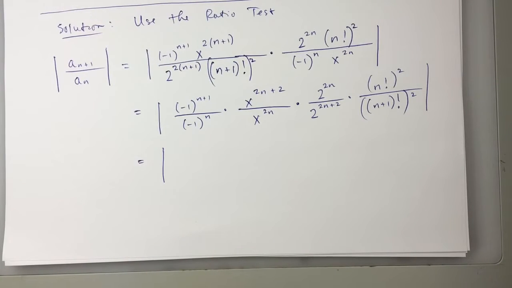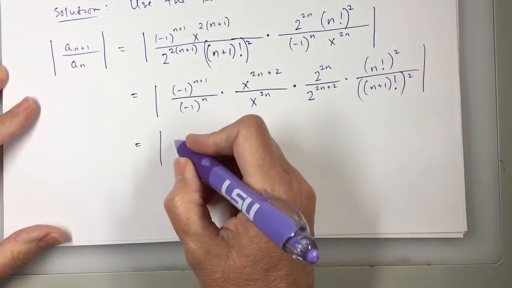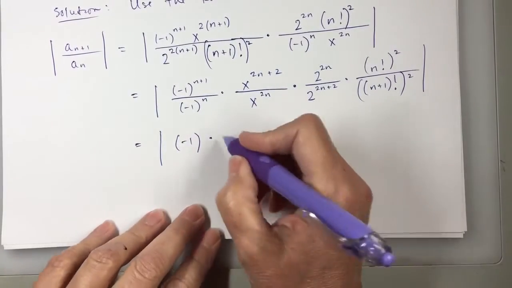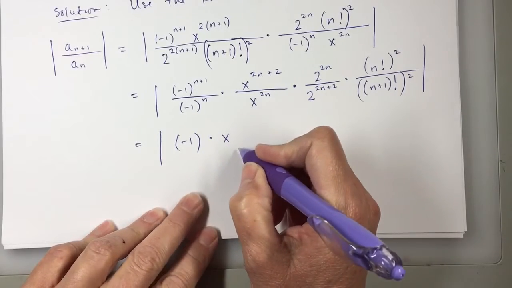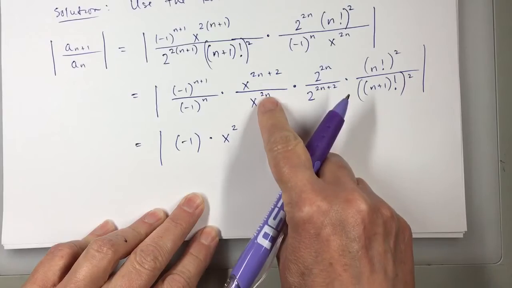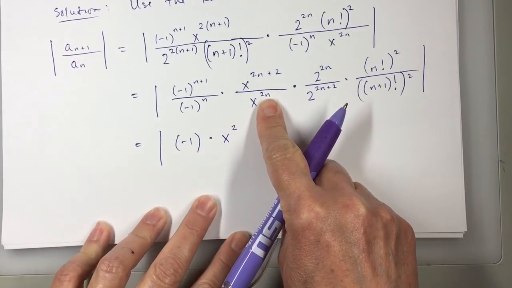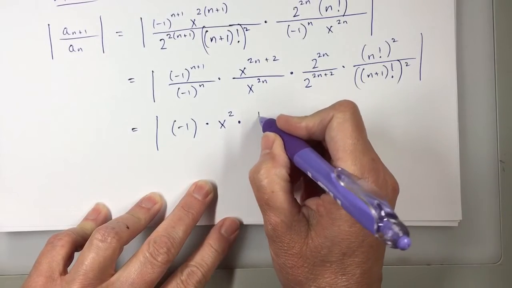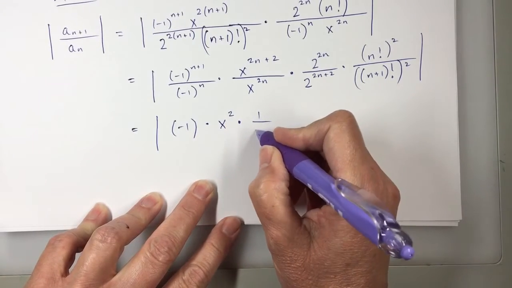What about the -1? What's that going to end up being? Well, because of absolute value, it'll be 1. Before I do the absolute value, it's still -1. What about the x's? x squared, because you got 2n plus 2 minus 2n. How about the 2's? 1 over 4. 1 over 2 squared.